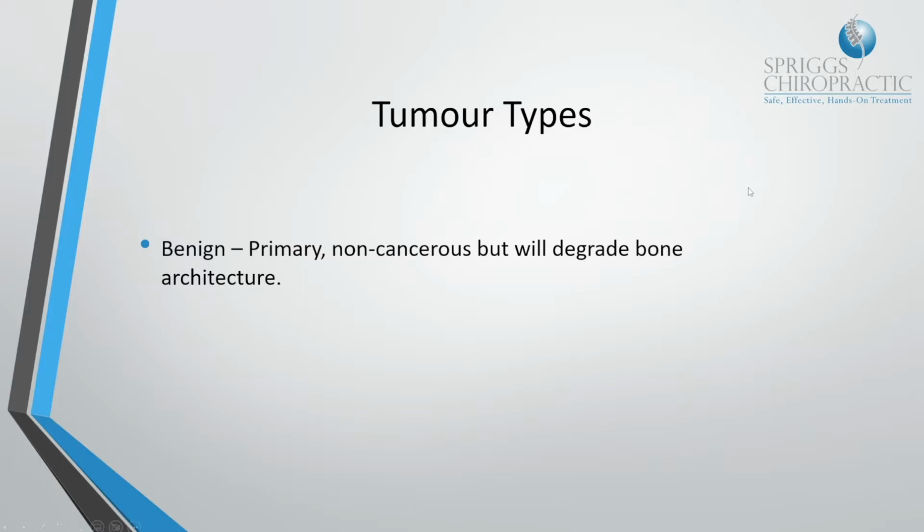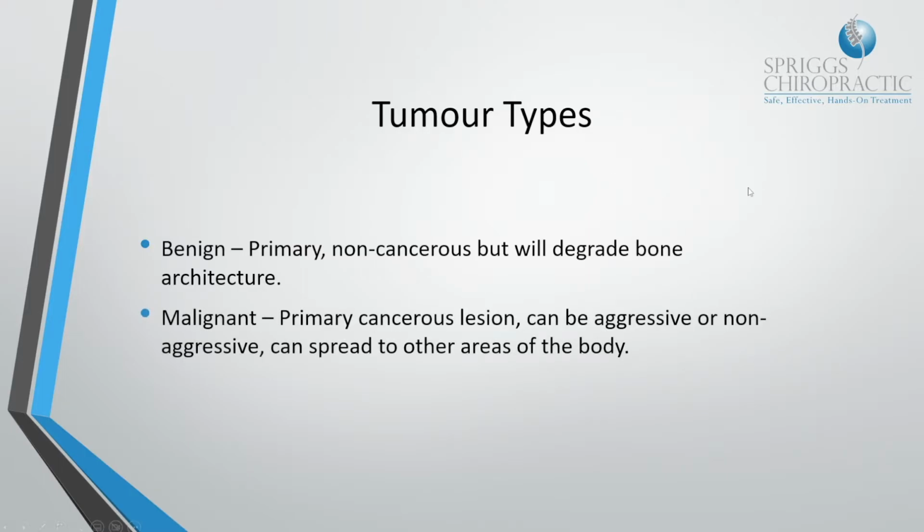for that second opinion. Your malignant tumours are primary cancerous lesions that can be aggressive or non-aggressive and will spread to other areas of the body. These tumours will invade the surrounding soft tissues around the bone itself, so there is local invasion of adjacent structures, but there are also other methods by which these conditions can spread, by invading and eroding into a blood vessel and spreading that way.